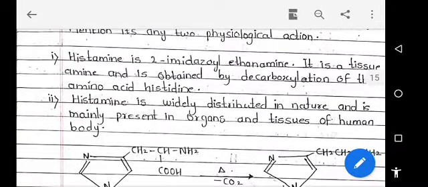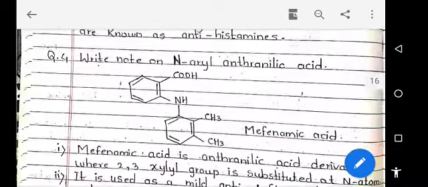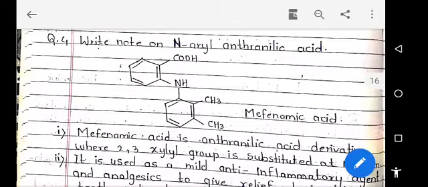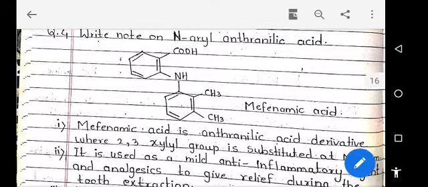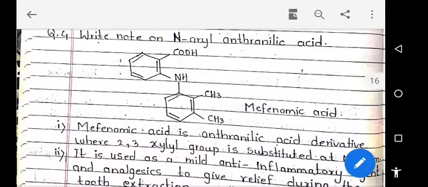We are on the topic of the antihistaminic drugs discussed in last N-aryl anthranilic acid. The structure of the N-aryl anthranilic acid, mefenamic acid, having the two benzene rings attached by the nitrogen atom.